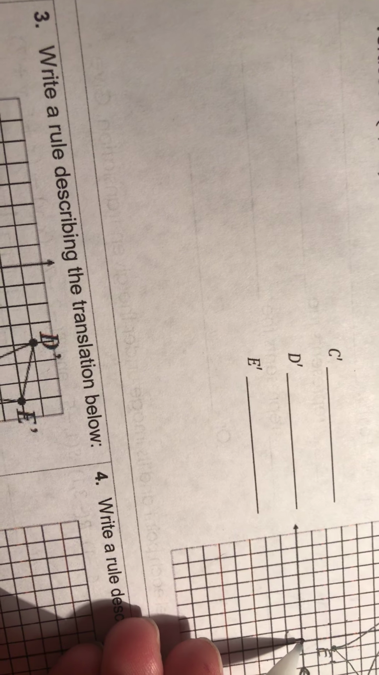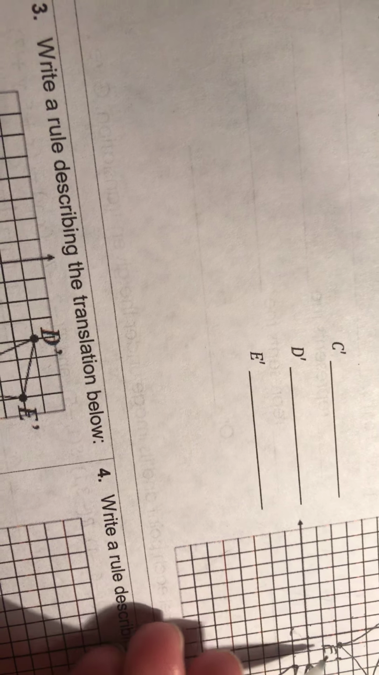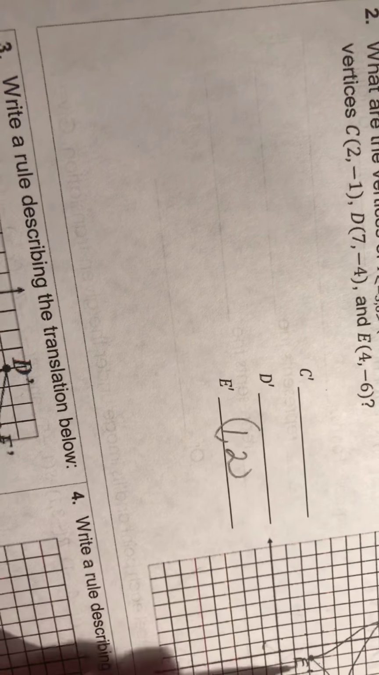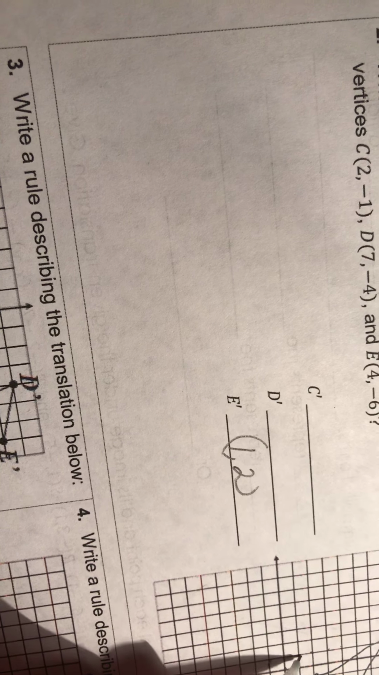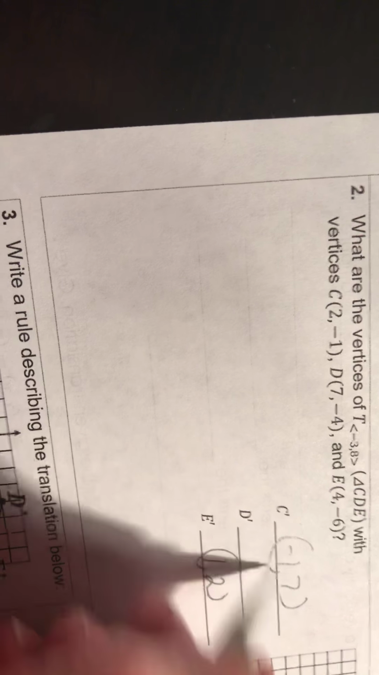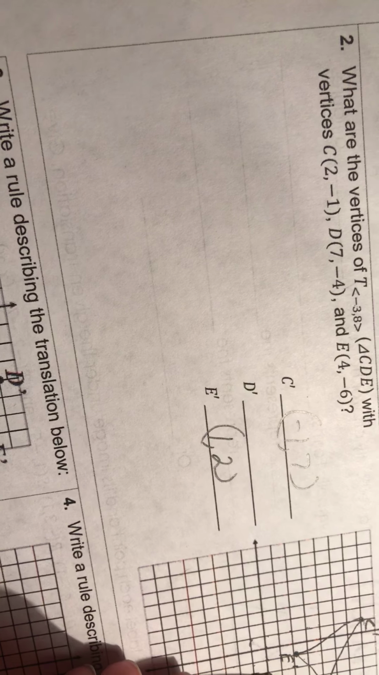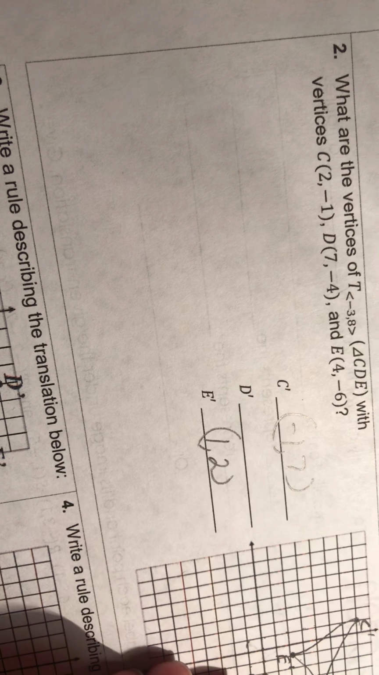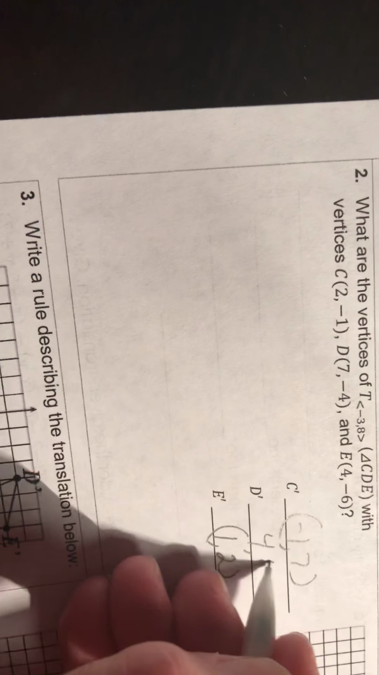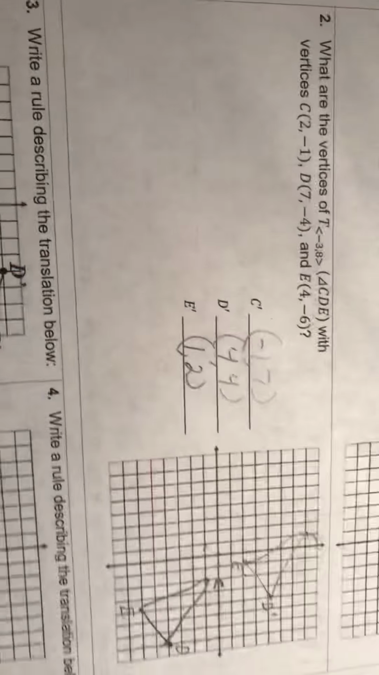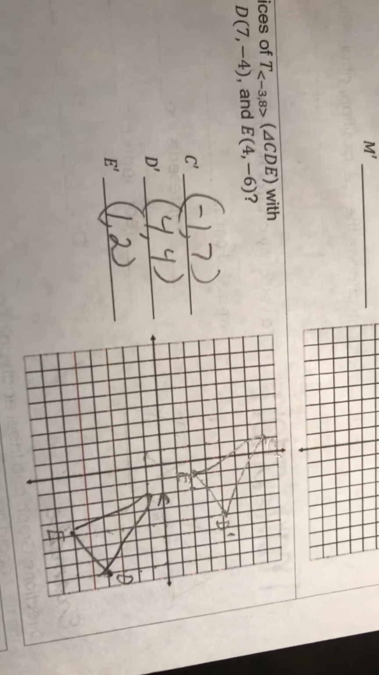And so now we just write our new points. So this is 0. E is going to be 1, 2. C is going to be -1, 1, 2, 3, 4, 5, 6, 7. -1, 7. And D is going to be 1, 2, 3, 4. 4, 4. Just like that. Okay. And you get your new figure, and that's how you do both of those.